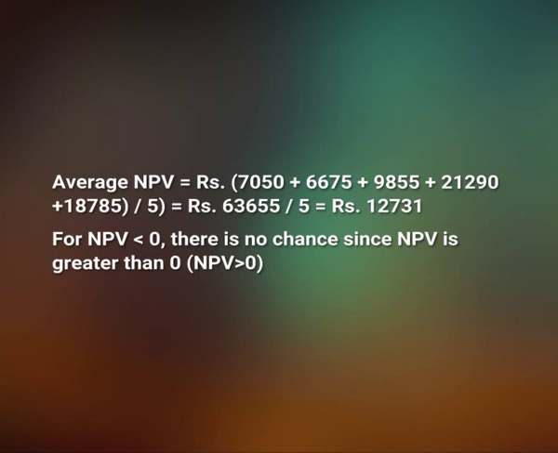Now, the average NPV is equal to rupees 7,050 plus 6,675 plus 9,855 plus 21,290 plus 18,785 divided by 5, which gives us the result of rupees 63,655 divided by 5, which is equal to rupees 12,731. So, for NPV less than 0, there is no chance, since NPV is greater than 0.